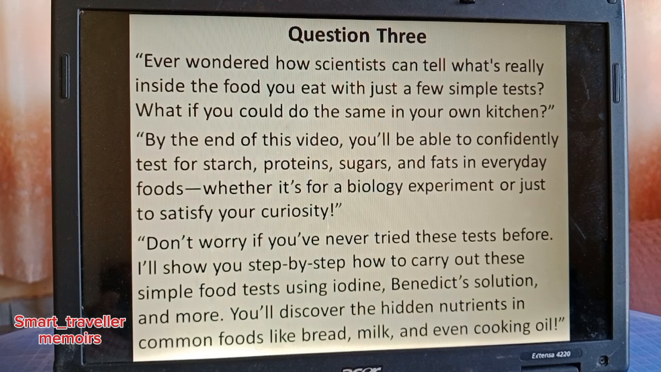But don't worry if you have never tried this test before. I'll show you step by step how to carry out these simple food tests using iodine and the Benedict solution and more. You'll discover the hidden nutrients in common foods like bread, milk, and even cooking oil.